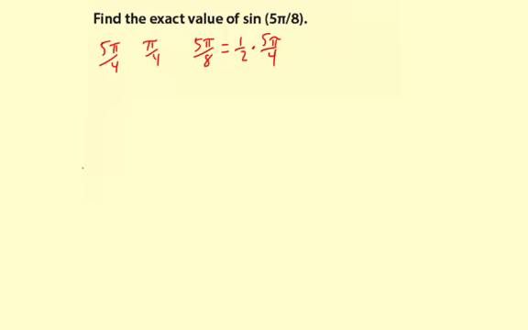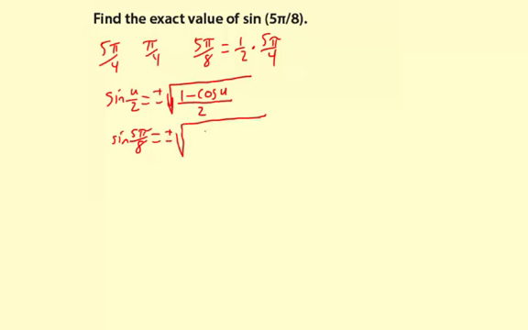So let's take a look at the half angle formula. Sine of u over 2 equals plus or minus the square root of 1 minus cosine of u all over 2, and that 2 is in the square root as well. Okay, so if we're going to do the sine of 5 pi over 8, it's equal to plus or minus the square root of 1 minus cosine of 5 pi over 4 divided by 2.